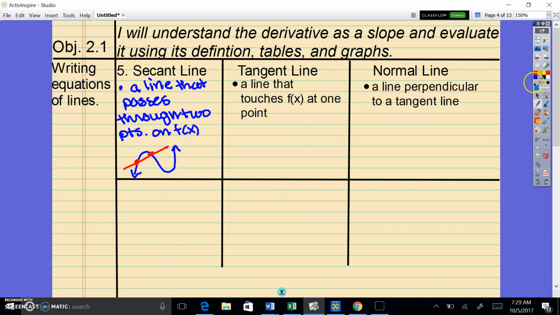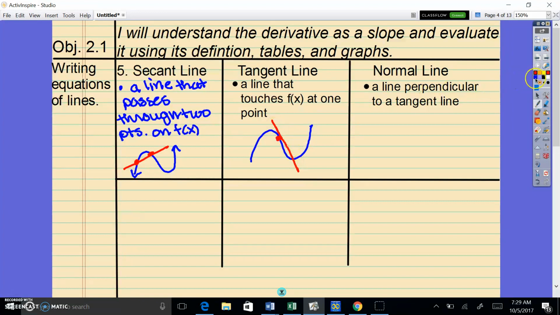Okay, so these are the 3 definitions that I want you to make sure you have in your notes. Secant line, a line that passes through 2 points on f of x. A tangent line, a line that touches f of x at 1 point only. And I kind of want to explain this a little bit more. So let's say that we had a tangent line that went through this function here. Try to draw a tangent line. It touches the function at 1 point, but actually it touches the function again.